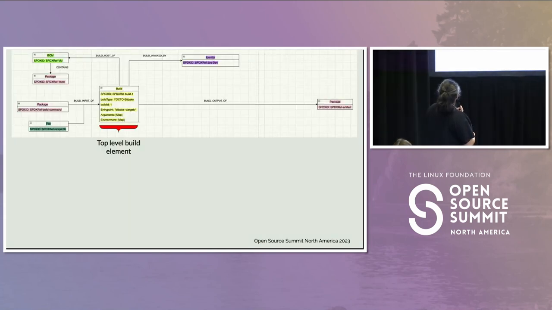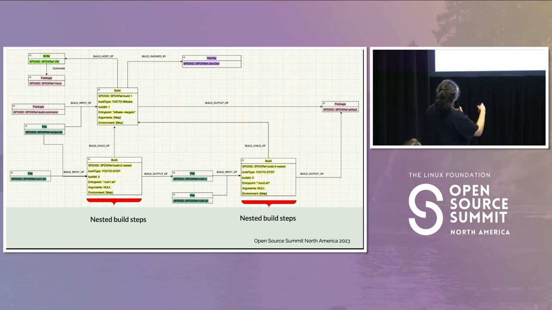So this is the top level build that you would define, and there will be a nested build that gets triggered after this, and you can have a relationship called build child of that points to the build that triggered off the secondary build.